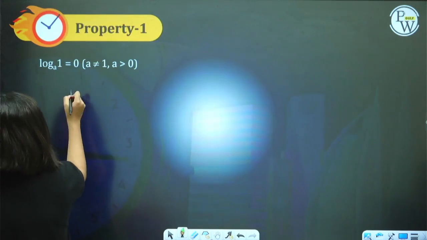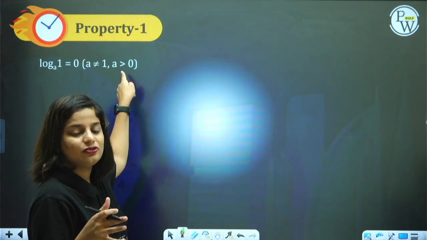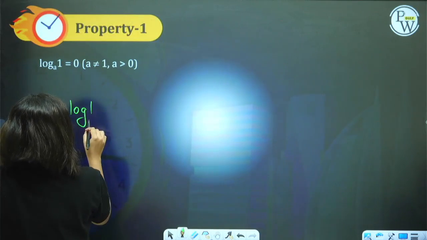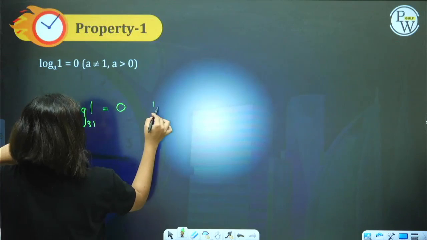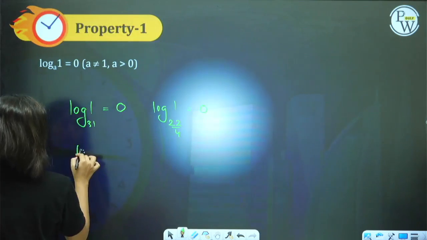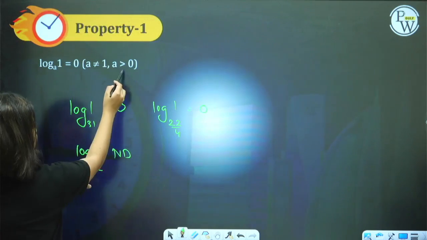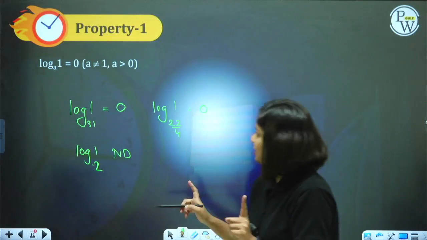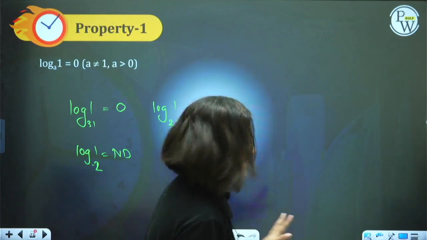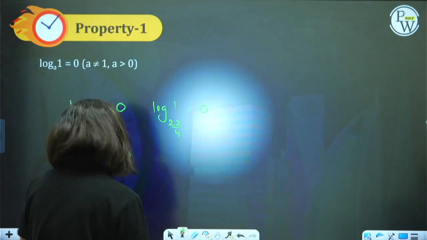Log 1 is always 0, guys, be it any base. Within the definition, base should not be 1, base should be greater than 0. Suppose log 1 to the base 31, 0. Log 1 to the base 22 by 4, 0. Log 1 to the base minus 2, not defined. Why? Because base cannot be negative, it should be greater than 0. If it is negative, then it is not defined. Agreed? So log 1 is always 0.